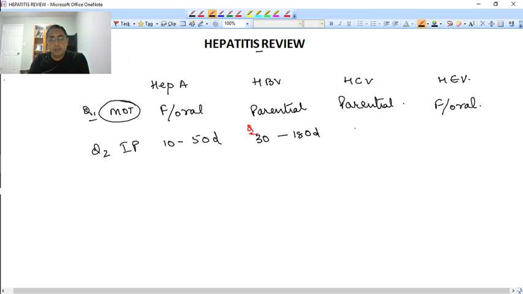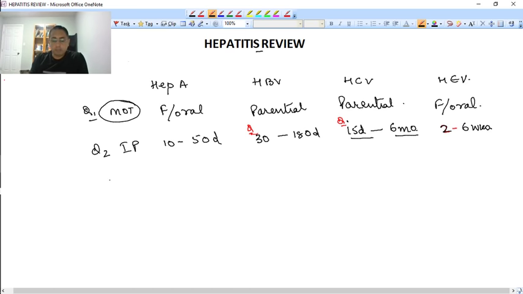Hepatitis C has a slightly shorter one, 15 days, and it again goes up till 6 months. So it can be so variable. This is again a point to understand: the blood transmitted infections, hepatitis B and C, have such long variable periods. Hepatitis E has roughly 2 to 6 weeks of incubation period.